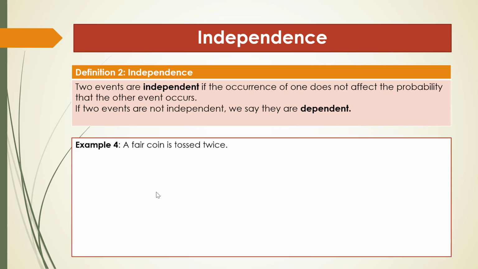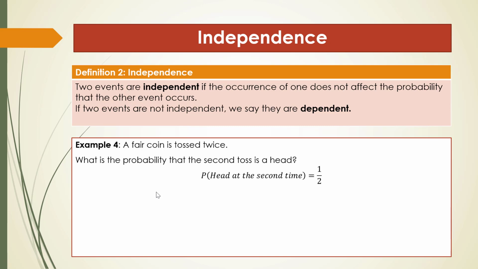Let's consider example 4. A fair coin is tossed twice. What is the probability that the second toss is a head? When a fair coin is tossed twice, no matter whether the first time the coin landed head or tail, for the second time there are only two possible outcomes, either head or tail. So here the probability that the second toss is a head is 1/2.